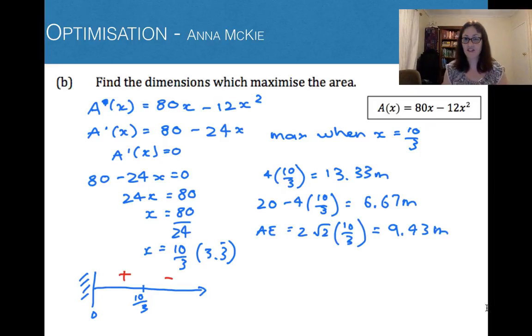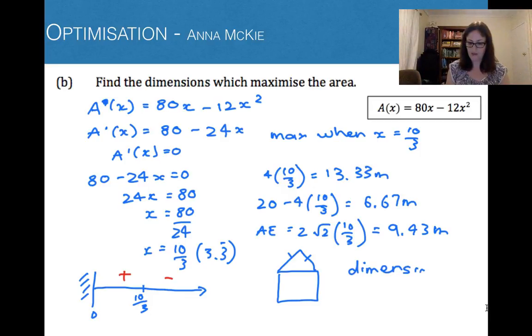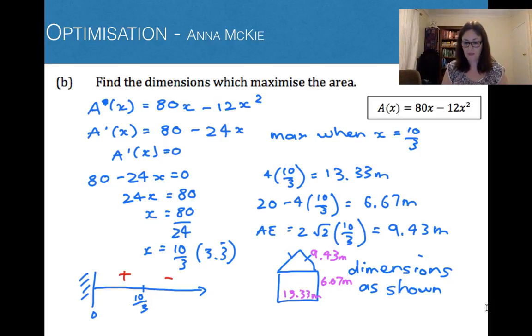Now, often we answer in a sentence, a little bit tricky with the way this is done, so perhaps it would be more handy to draw a diagram and mark dimensions as shown. And we'll put on what we've got, 9.43 meters, 6.67 and 13.33. So that's our first optimization problem. Moving on.